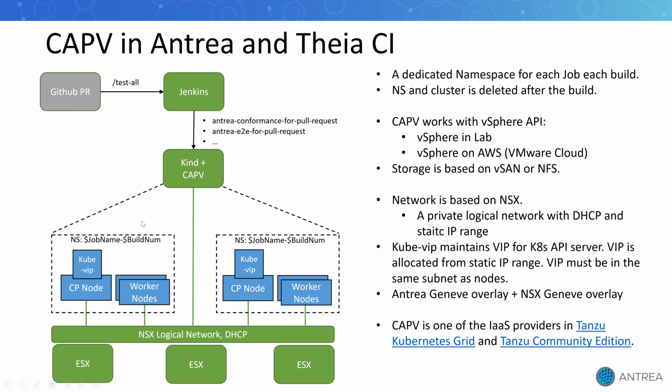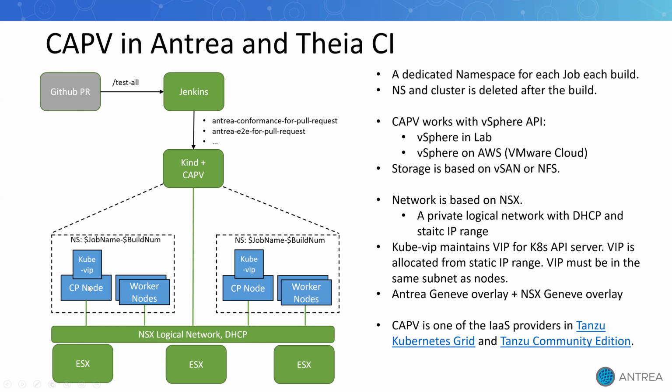And for each job, each run, we will create a dedicated namespace. So you see that this box is a namespace inside your current cluster. And inside this namespace, we will create Kubernetes cluster CRs according to our template in our Antrea CI code. So it usually consists of 1 control plane node and 2 worker nodes. And all these clusters will actually be created on vSphere. So vSphere will offer vSAN for the persistent storage and for the node volumes. And it will also offer an NSX logical network for your node network.